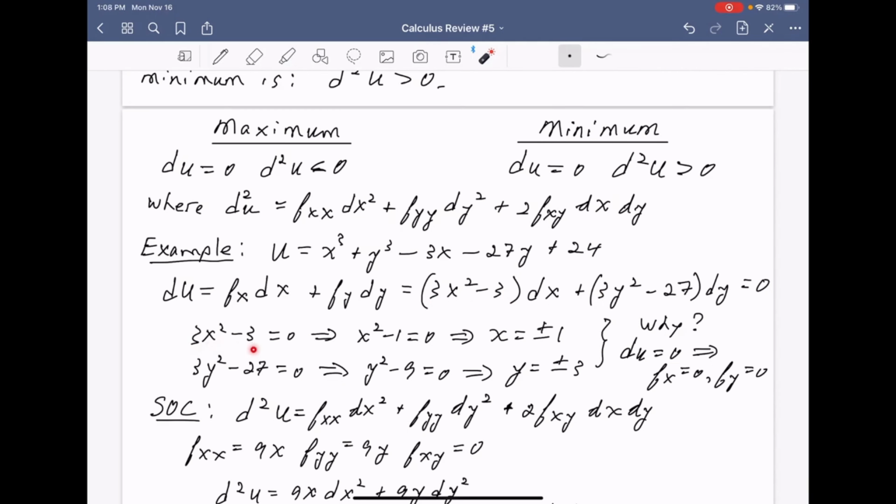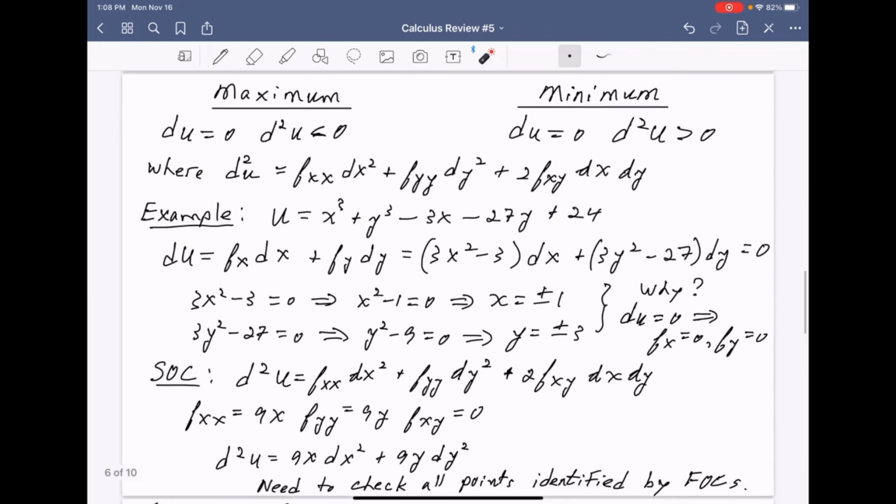So 3x squared minus 3 equals 0 implies x squared minus 1 equals 0, so x is equal to plus or minus 1. 3y squared minus 27 has to equal 0, so y squared minus 9 is 0, which means y is either plus or minus 3. And the reason is that du has to be 0, which implies fx has to be 0 and fy has to equal 0.